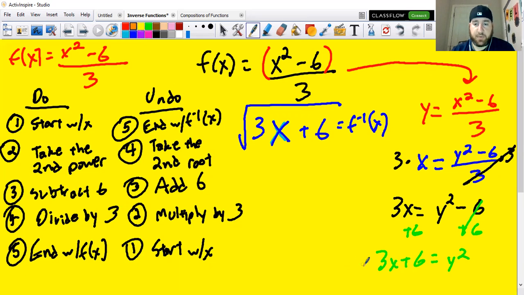What color can I use? Is orange going to show up on that? Yeah, good enough.